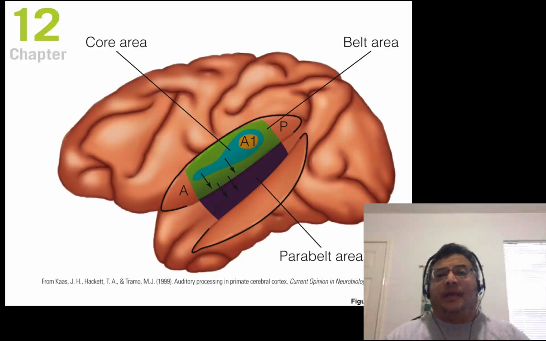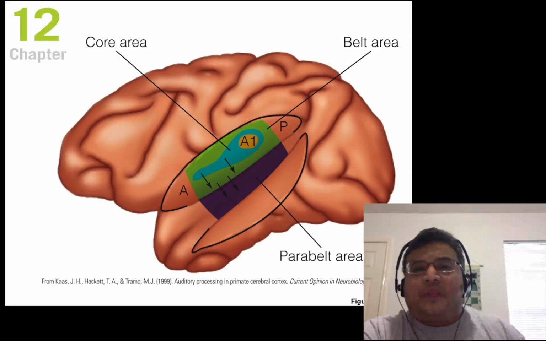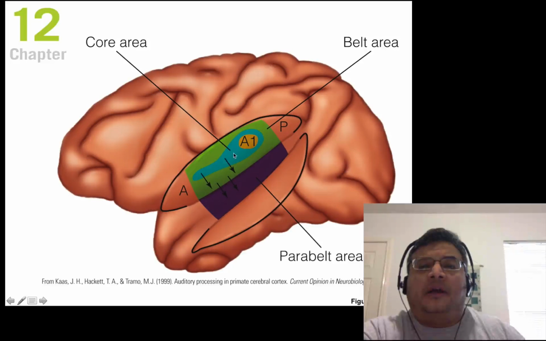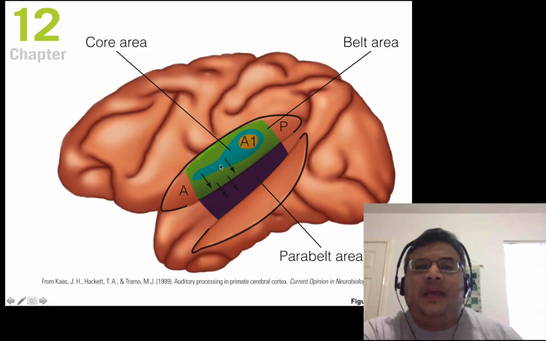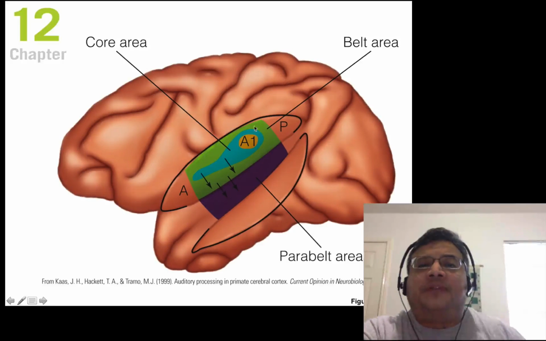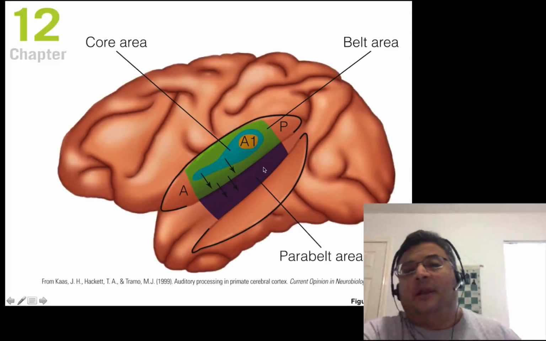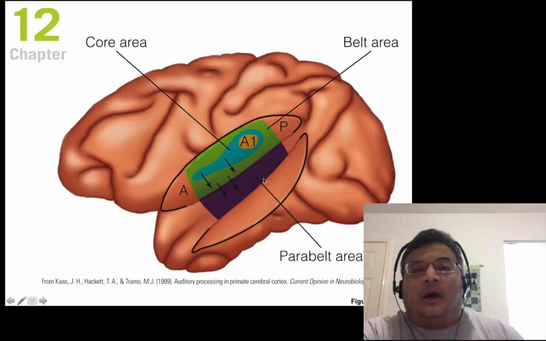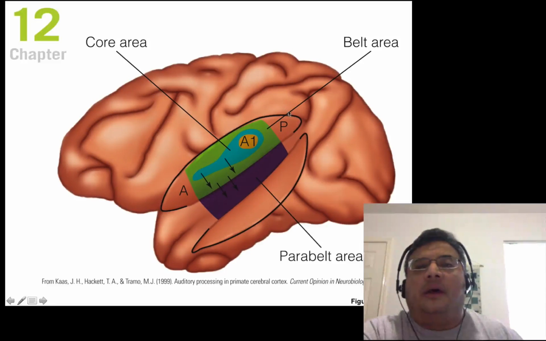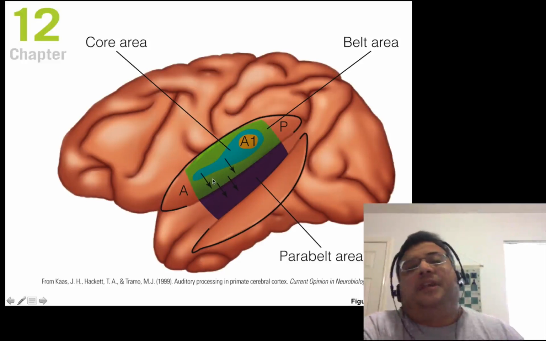So right here we have the core area of the auditory cortex, the A1 area, and this is for simple sounds. And then as sounds get more and more complex, they activate the belt area, and then the parabelt area of the cortex. This is not a human brain. This is actually a monkey brain, a primate brain, but we have the same areas in our brain.